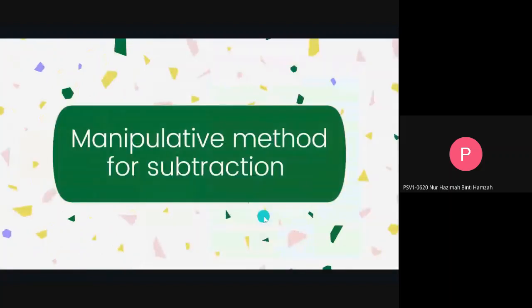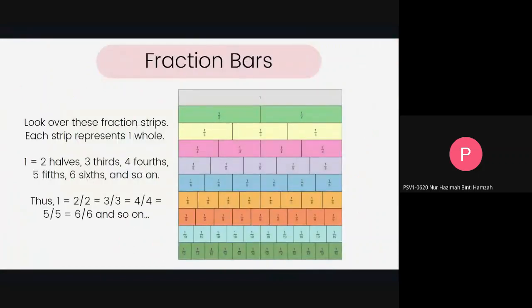Next, okay, next we will see the manipulative method for subtraction of fractions. First, I want to tell about fraction bars. Look over this fraction street. Each street represents one whole. So one whole equals 2 halves, and then 3 thirds, and then 4 fourths, 5 fifths, 6 sixths, and so on. So we get that 1 equals 2 over 2, 2 over 2 equals 3 over 3, then 3 over 3 equals 4 over 4, so it goes like that.